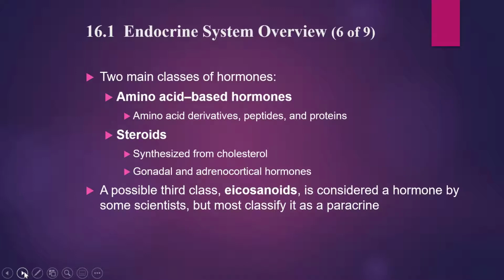There are two main classes of hormones. Today we're going to study the amino acid-based hormones and the steroidal hormones. The amino acid-based hormones are amino acid derivatives. These will be your peptides and proteins. The steroidal hormones are the ones that are synthesized from cholesterol, and these are your gonadal and adrenocortical hormones. A possible third class of hormones, the eicosanoids, is considered a hormone by some scientists, but most classify it as a paracrine.